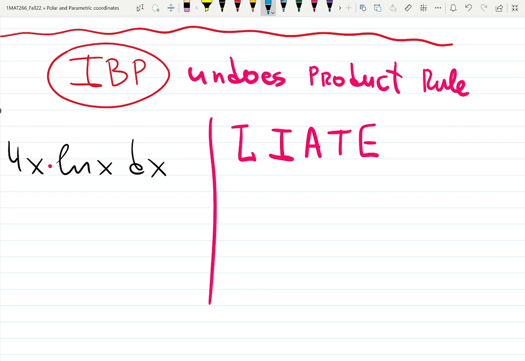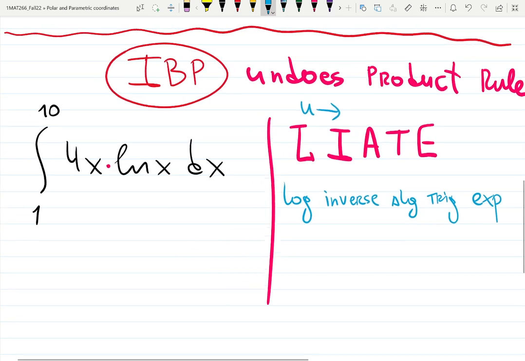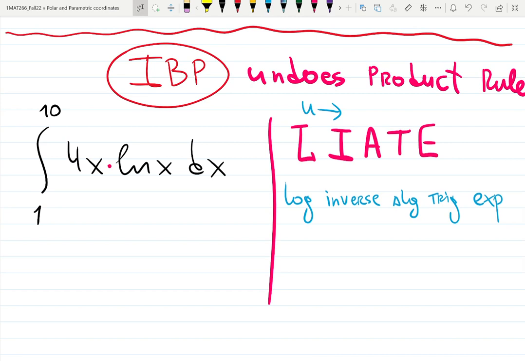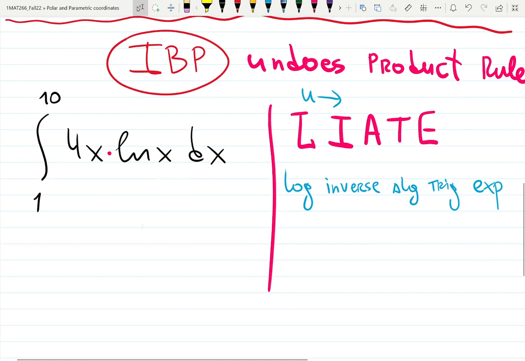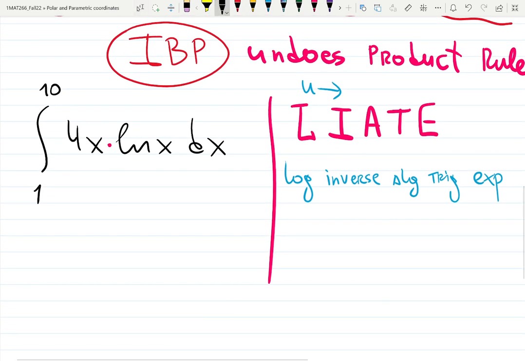How to choose u: whatever goes first in order, choose that to be u. It works. It's genius, because I used to guess every time. So if you see a log, that's your best choice for u. Then inverse functions, arcsine, arccosine, algebraic functions like x plus 5, trigonometric functions like sine, cosine, and the last choice should be exponential. Exponentials usually do not work, so they are last in order. LIATE, very convenient, would have saved me so much time when I was a student. I don't know why I did not know that, and we were not taught this. It's such a cool idea.